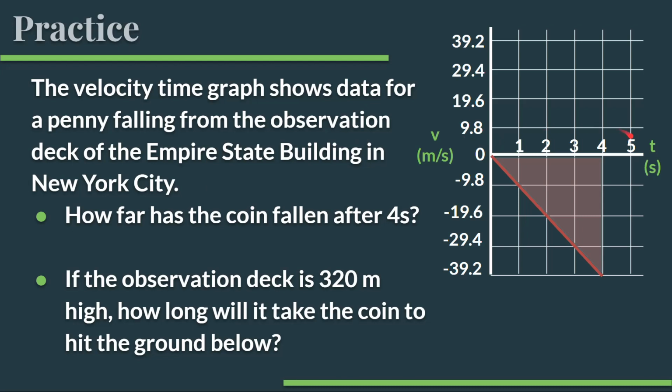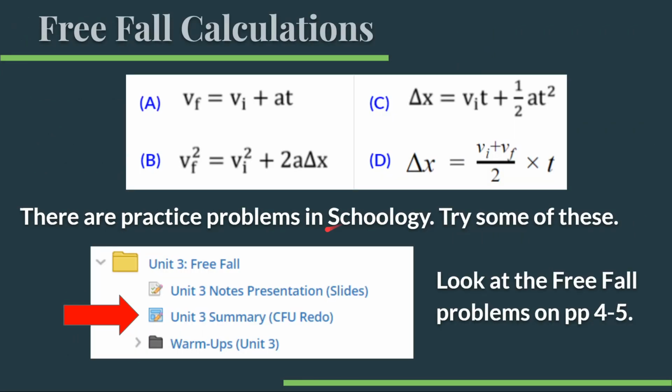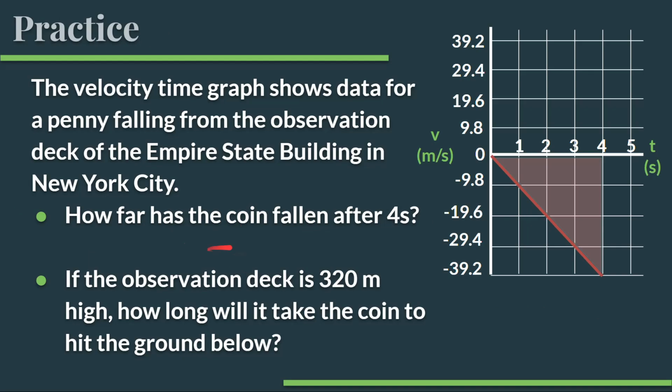Base is 4, height is negative 39.2, so it'd be 1/2 of 4, so 2, times negative 39.2, and that would give you the answer here. So let me go ahead and do that. Okay, so the displacement is negative 78.4, which means it would have fallen 78.4 meters after 4 seconds. Again, you would just find the area. Again, you're going to see that on the test as well.